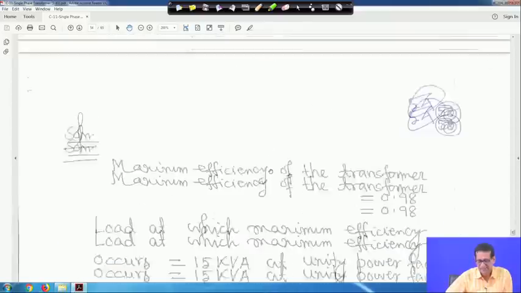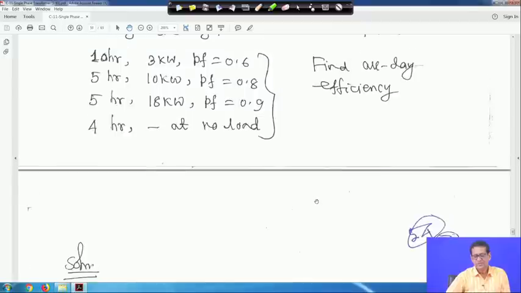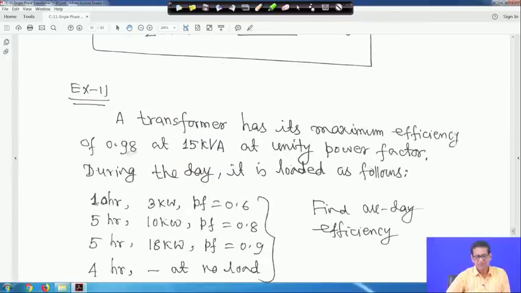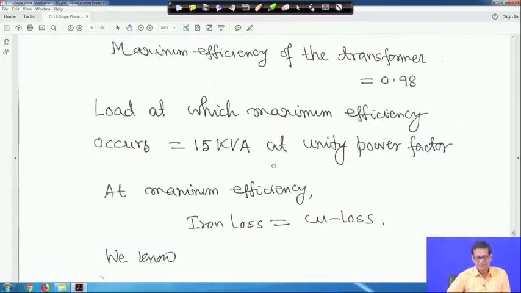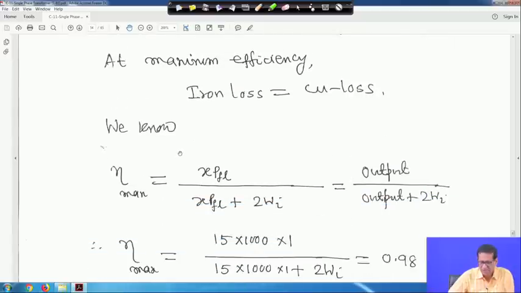Similarly, the maximum efficiency of the transformer is 0.98, that is given. The load at which the maximum occurs is 15 kVA at unity power factor, that is given. That means at maximum efficiency iron loss is equal to copper loss, which we have derived. We know that for maximum efficiency, eta max is equal to output upon output plus 2 Wi, that we have derived.